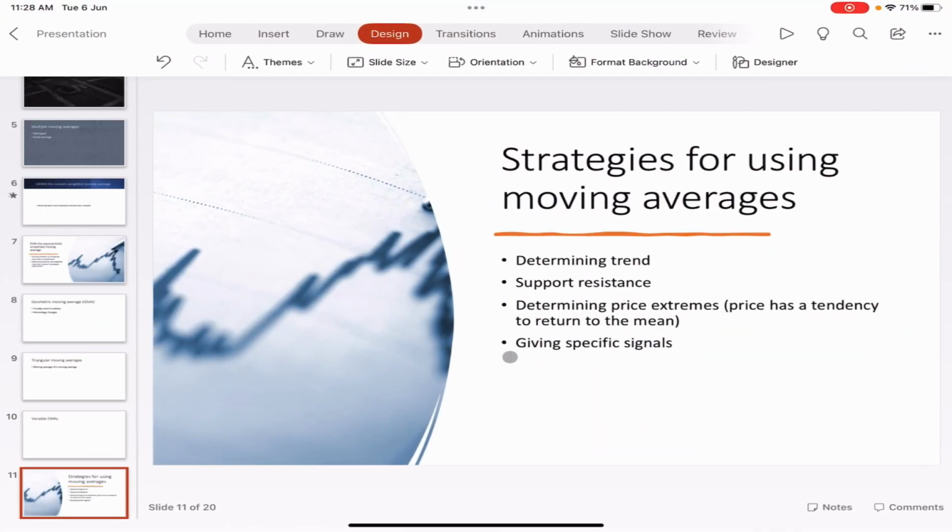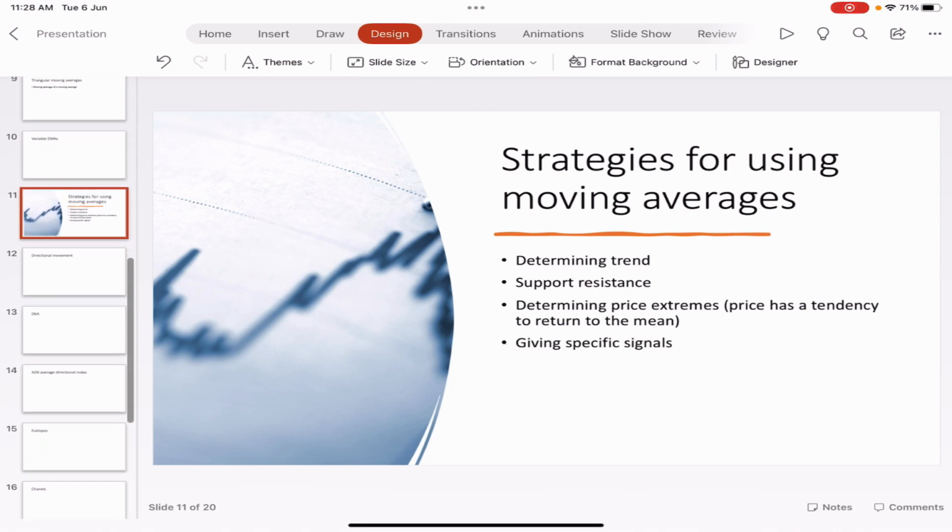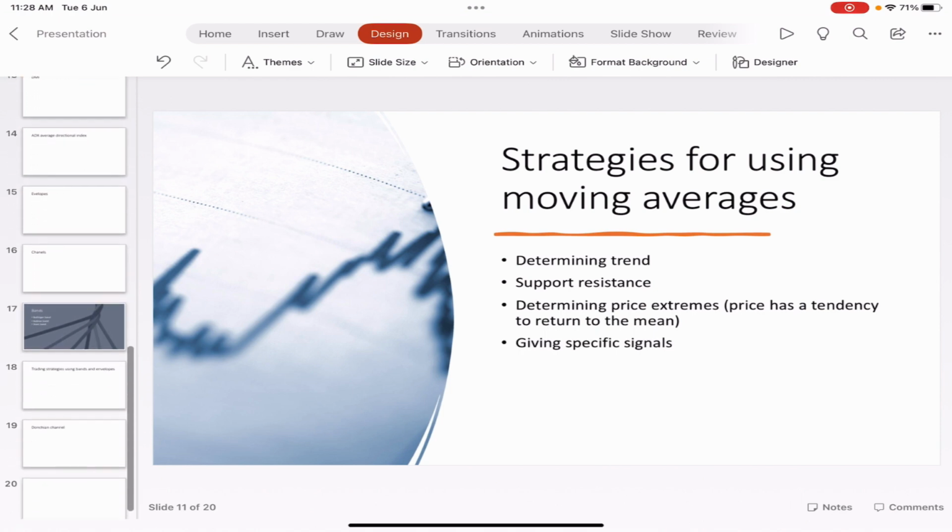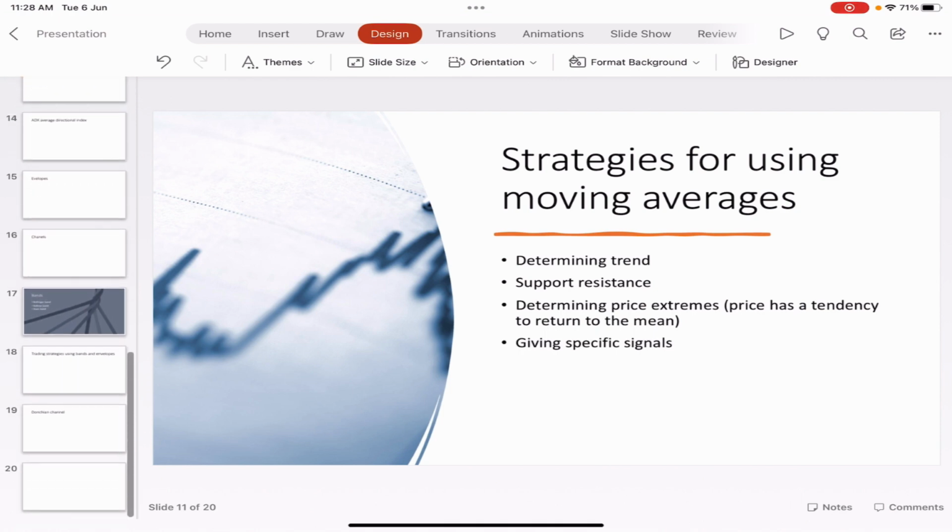The last strategy is basically giving specific signals. Now, let me see how much of the chapter is left: DMI, DX, envelopes, channels, and bands. Alright, so determining the price extremes is also done. Now we come to giving specific signals. So what do you understand by giving specific signals?